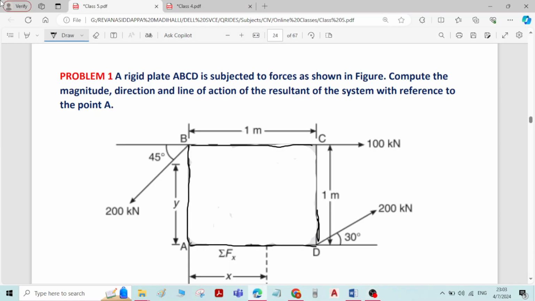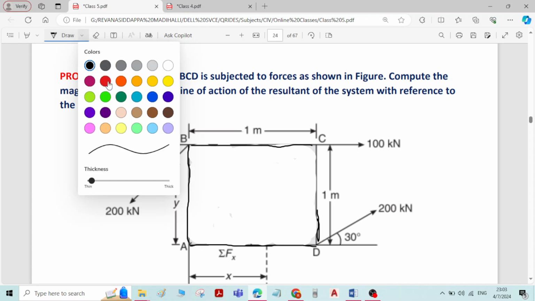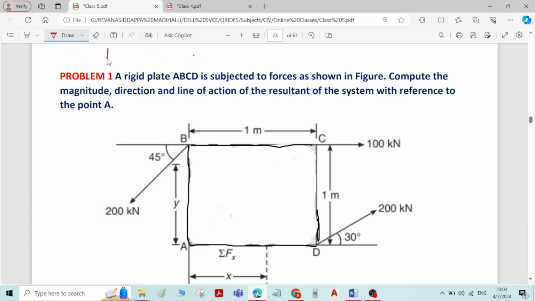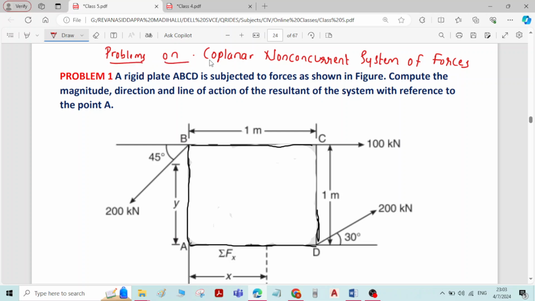Now we will solve problems on coplanar non-concurrent system of forces. Okay, so let us see the first problem.